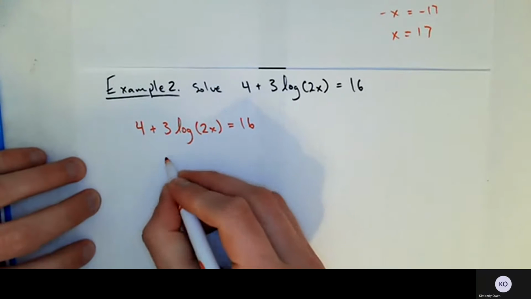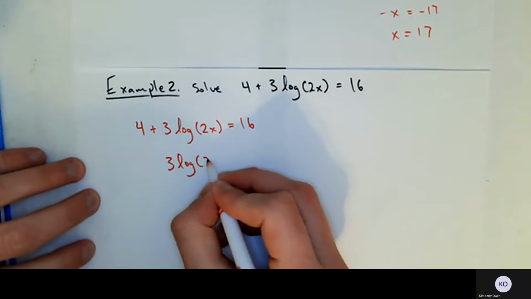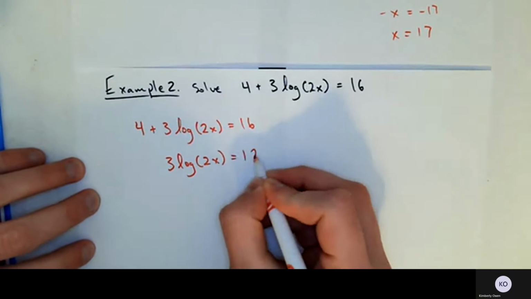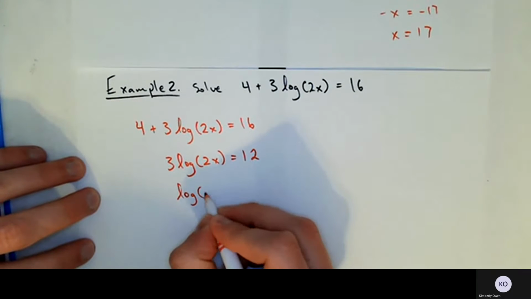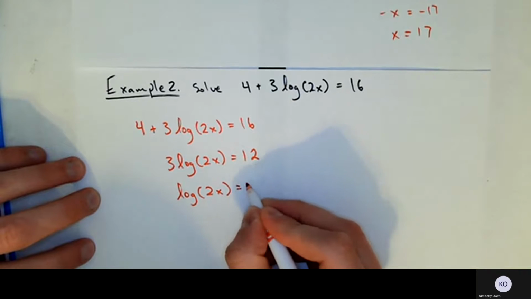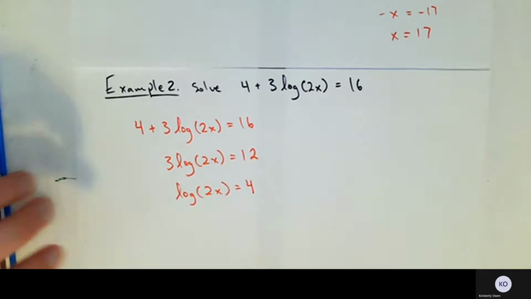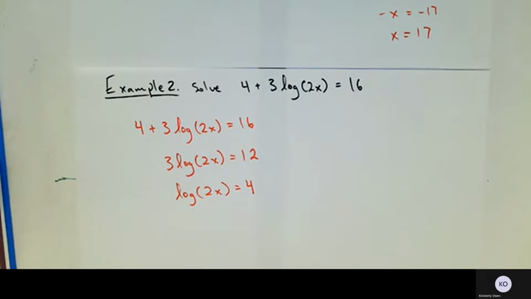So we'll subtract 4, so I'll write these as separate steps. 3 times log of 2x plus 4 equals 16, there we go, subtracting 4. And then dividing by 3, log of 2x is equal to 4. Okay. And now we're right back to where we were basically with the previous example. So always get everything off of the log first.